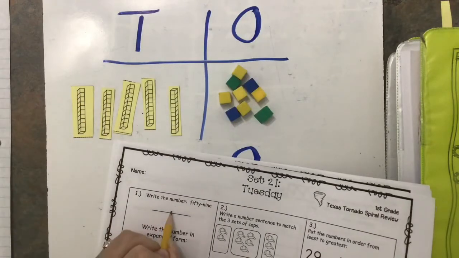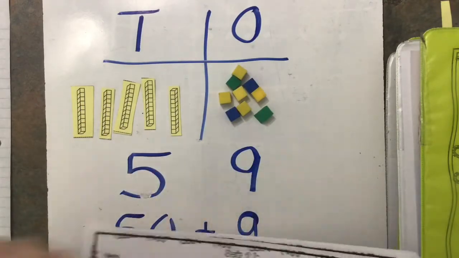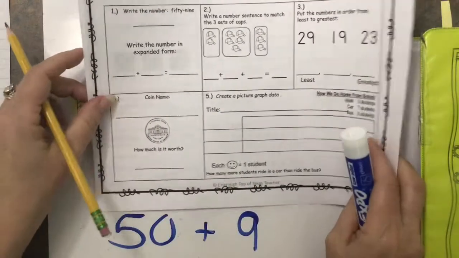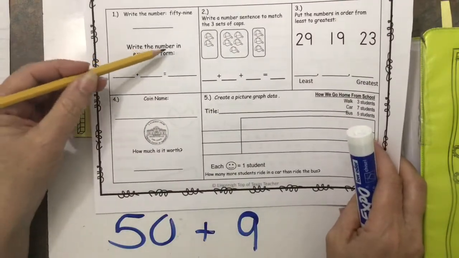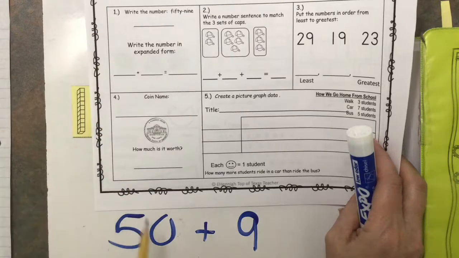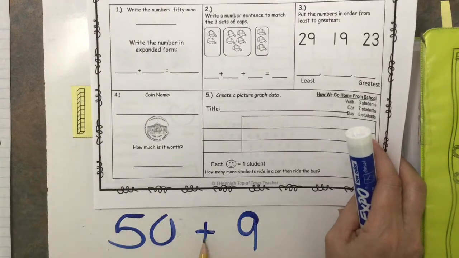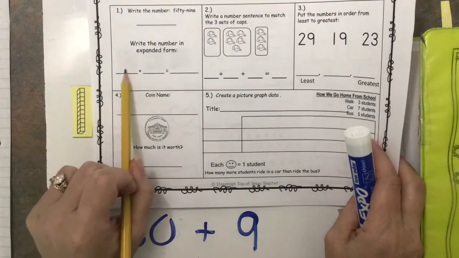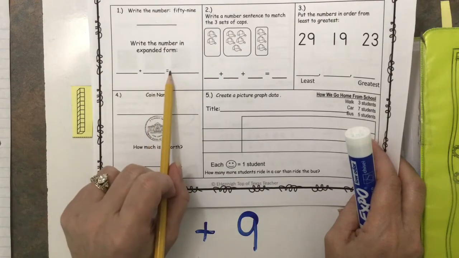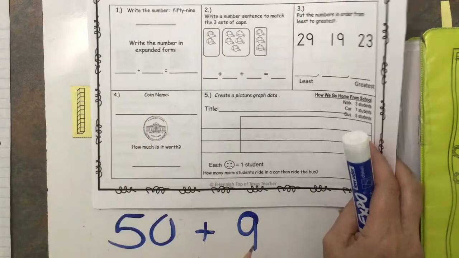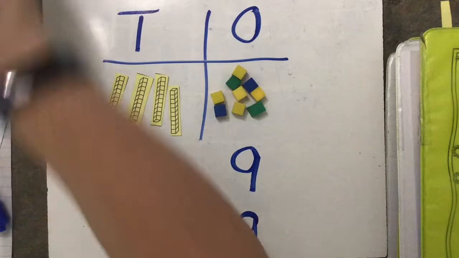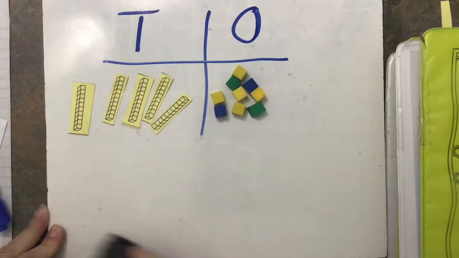So right here, you're going to write the number 59. Then down here, write the number in expanded form. So you're going to write 50 plus 9. That goes right here. Equals 59. Okay? All right. Let's move on to the next one.